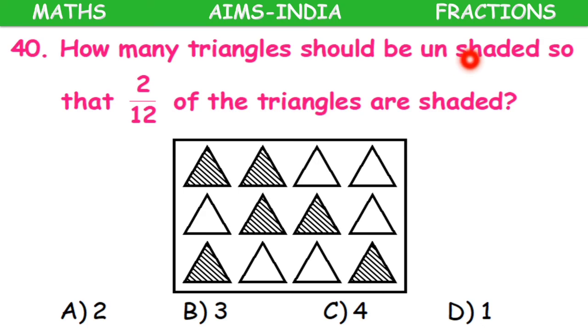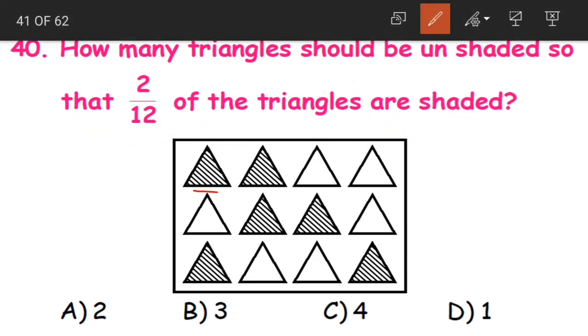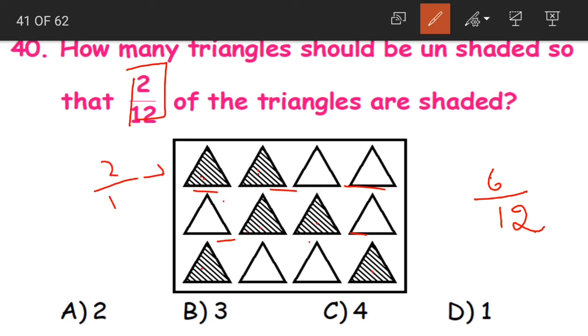The last question for today. How many triangles should be unshaded so that 2 by 12 of the triangles are shaded? Now if you count the number of triangles, we have 12. And how many are shaded? 1, 2, 3, 4, 5, 6. The current fraction is 6 by 12. But what do we want? We want this to represent 2 by 12, children.